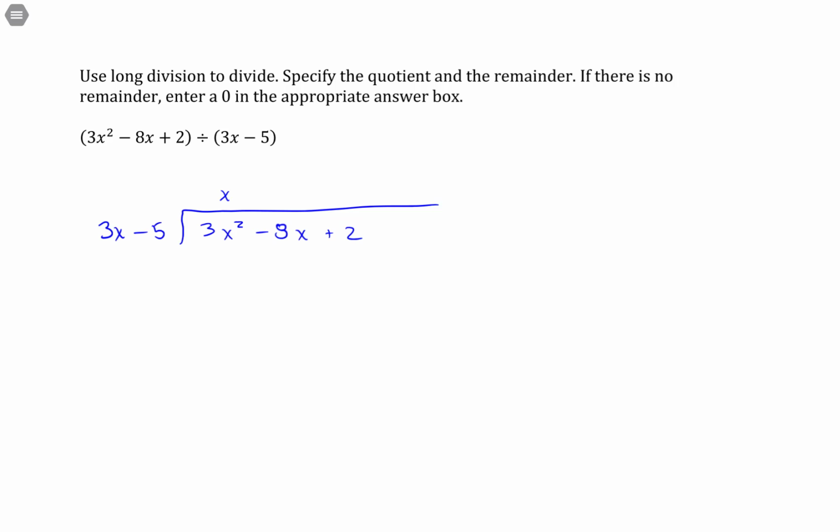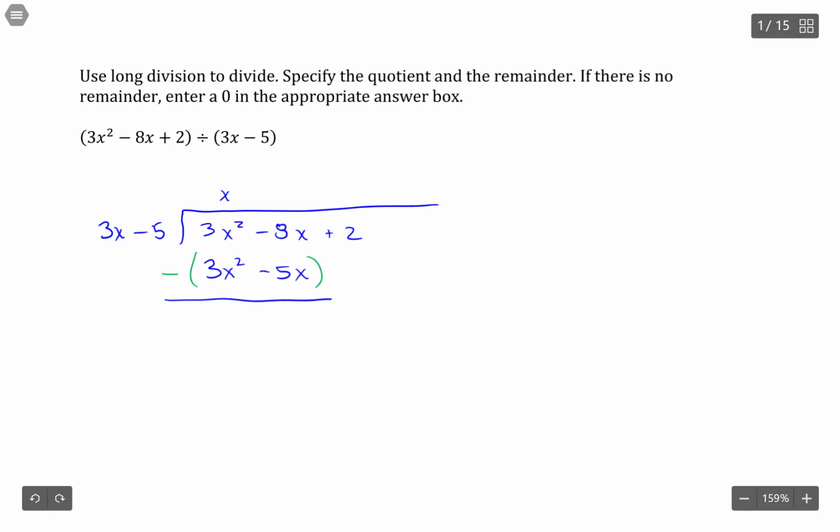Now x multiplies this polynomial here, so we get 3x squared minus 5x. And most students are just fine to here, but what they tend to forget is, just like with regular long division, at this point we subtract these terms. And when you subtract a polynomial, each item within changes sign. So this is actually a minus 3x squared and a plus 5x. So when we distribute that negative.